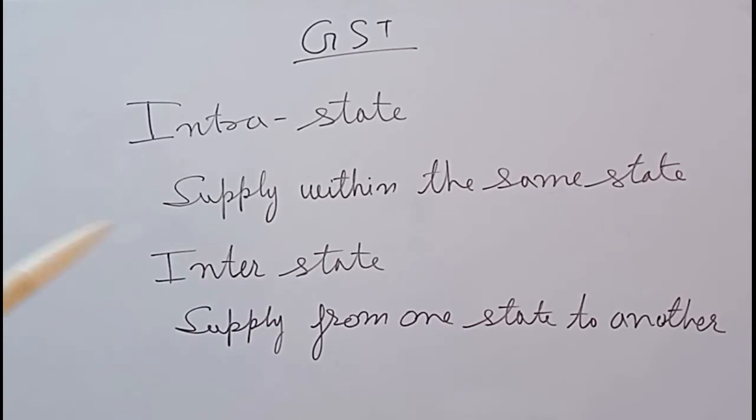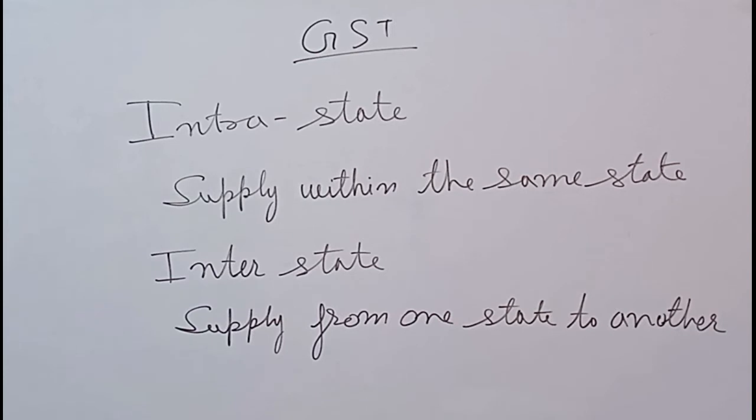Intrastate means supply within the same state. That means we are supplying goods from one city to another located in the same state. For example, we are supplying something from Meerut to Agra. Both are cities located in UP. So we will calculate the tax as intrastate.